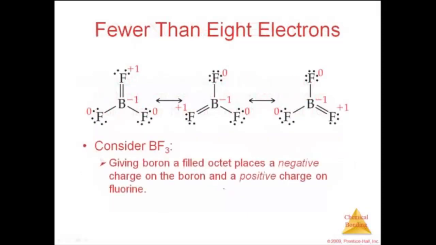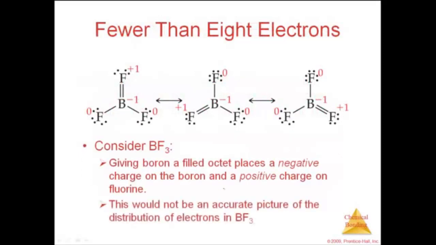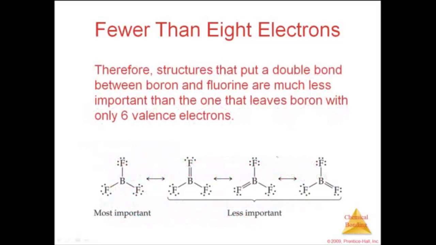Now, I also have situations where I end up with fewer than 8 electrons. And if I do the formal charge thing, I end up with a negative charge on the central atom, which is never a good situation. So the other option is to end up with a neutral charge on the central atom, a neutral formal charge, and have less than a full octet.